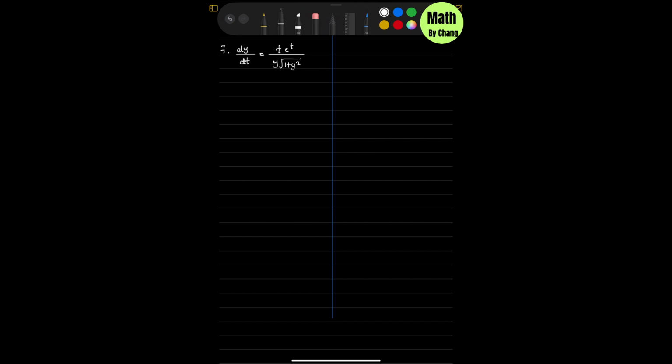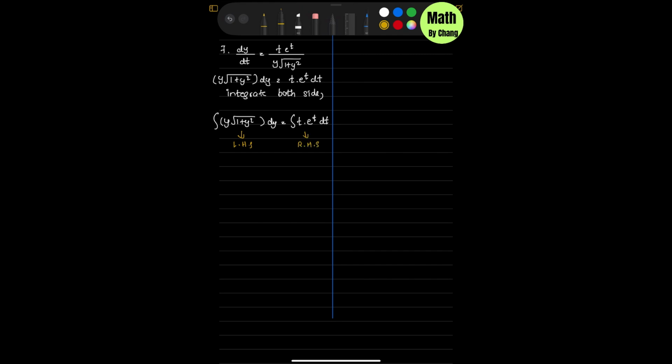let's separate the variables, with y on one side and t on one side. On the left side I will put y dy as usual, and here t e^t dt. Okay, and let's integrate both sides. So the integral of y √(1 + y²) dy equals the integral of t e^t dt. I will separate this into left hand side and right hand side.